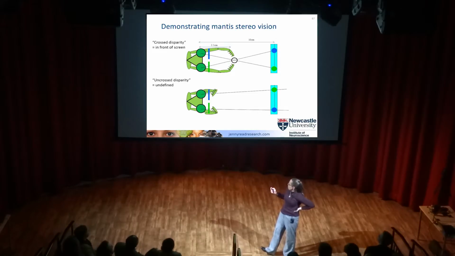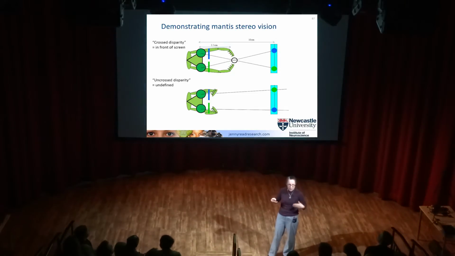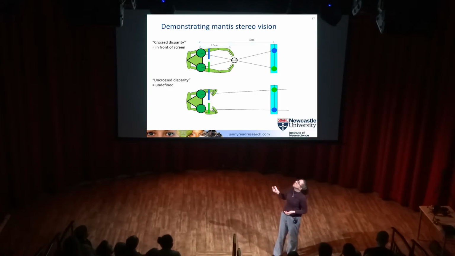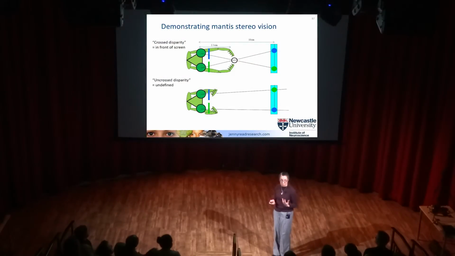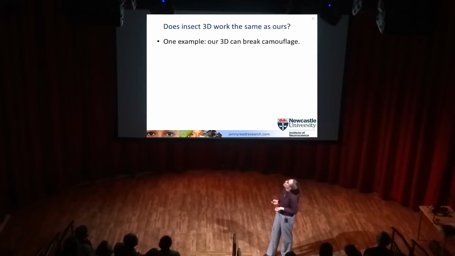So if you measure the actual quantitative data, we find that the mantis strikes over half the time for the crossed disparity condition and never strikes for the other one. So that's a really clear demonstration that our 3D glasses are working correctly.